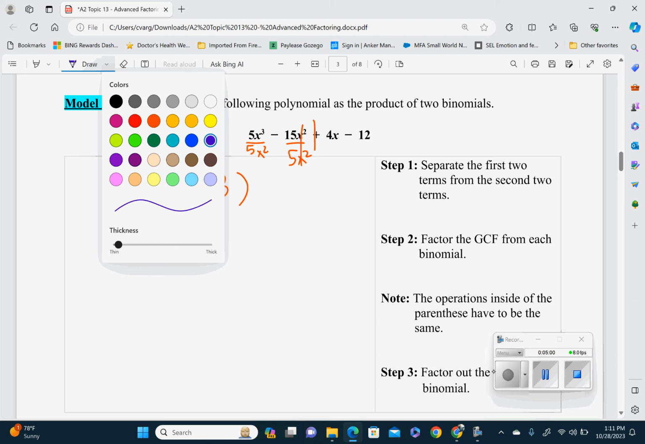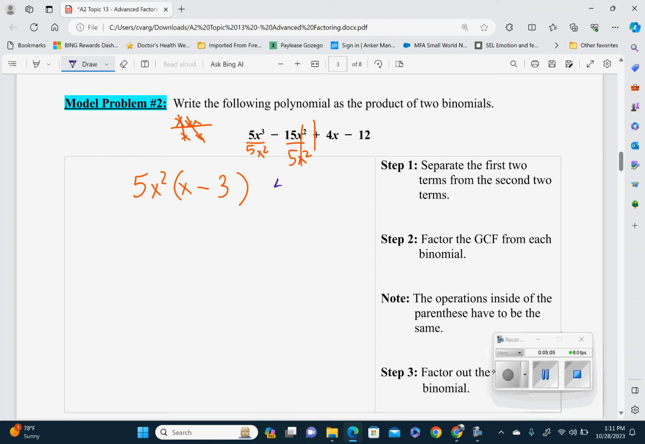So here, between 4x and negative 12, I'm going to take out a 4. That's the only thing that matches. And what am I left with? X minus 3. And I can check that by doing distributive properties. So I get this back. Okay. There's a plus sign between it.